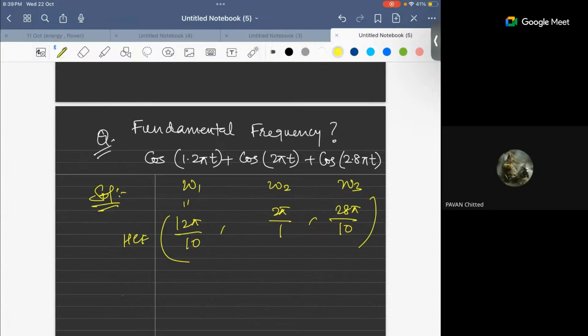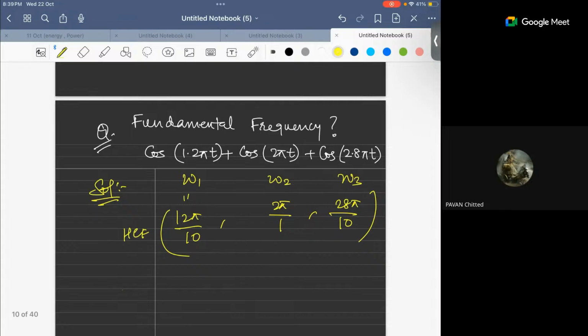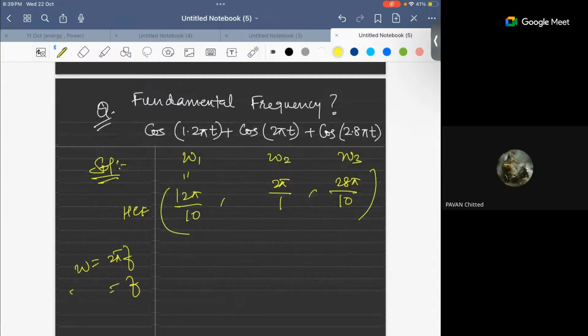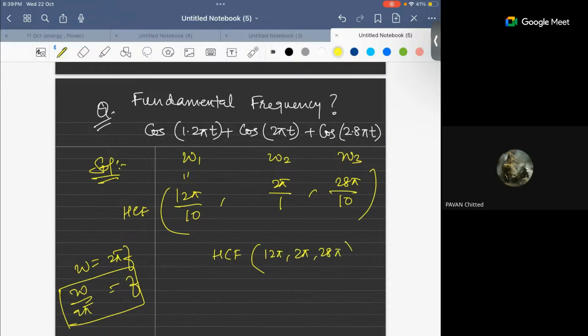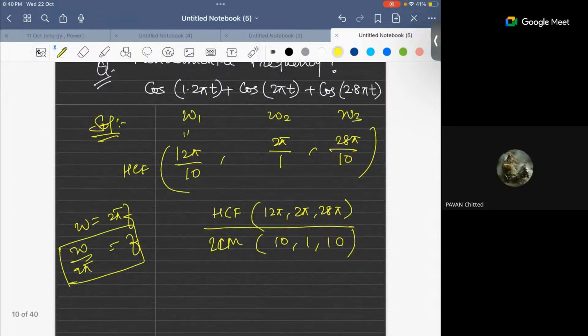If you have to calculate the fundamental frequency, you will calculate the omega, and then divide by 2 pi to get the frequency. You already know that omega is equal to 2 pi f naught. So you can just divide by 2 pi to get the fundamental frequency. Here you have to calculate the HCF of these three. How do we calculate HCF? HCF of 12 pi, 2 pi, 28 pi upon LCM of 10, 1, 10. Okay, so you'll get something like 2 pi upon 5.